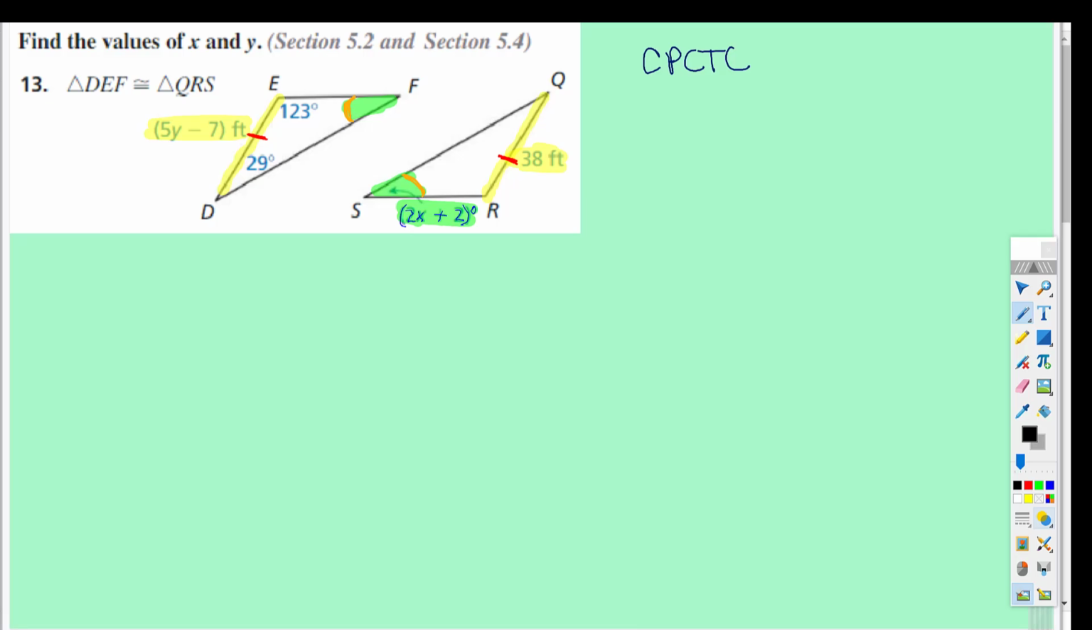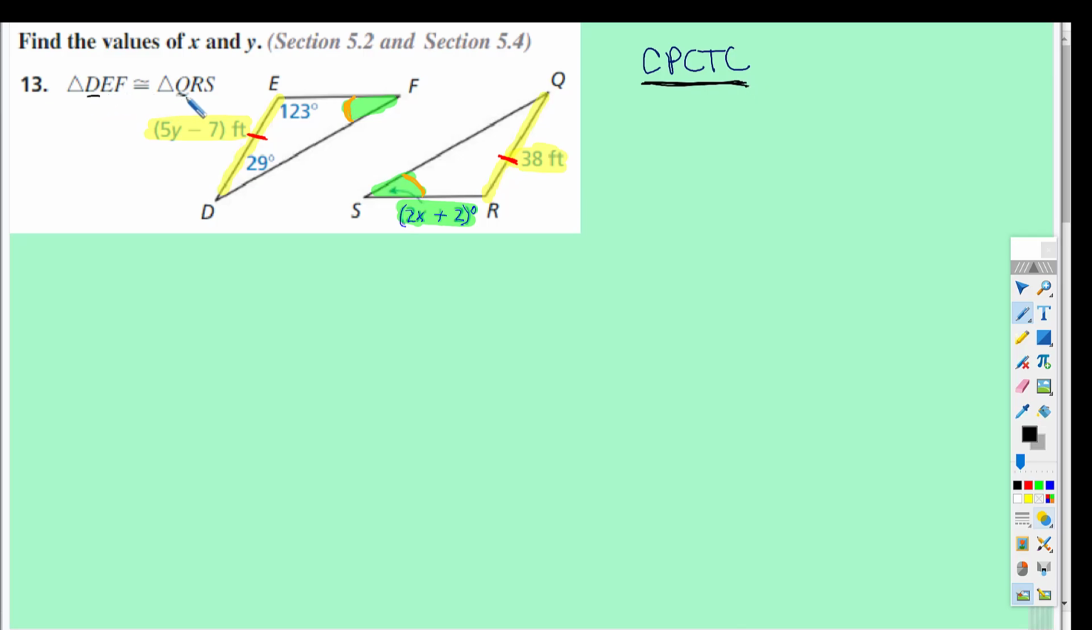Okay, find the values of x and y, but they give you some information. They tell you that those two triangles are congruent. So because two triangles are congruent, corresponding parts of corresponding triangles are congruent. So you have to find the corresponding parts.